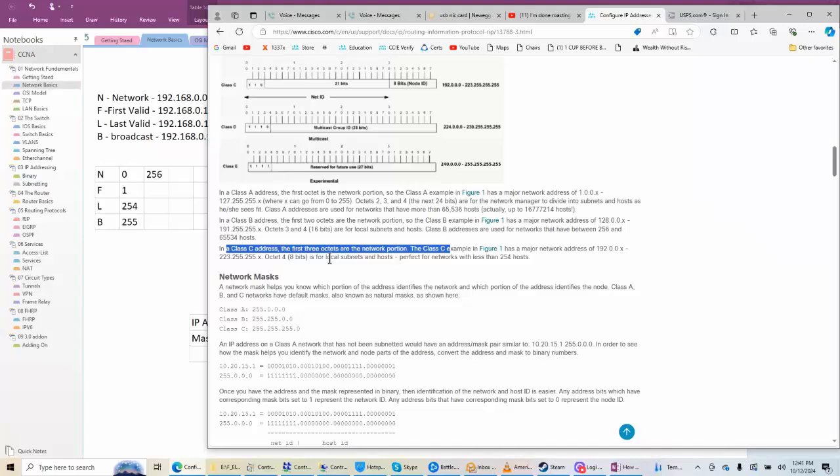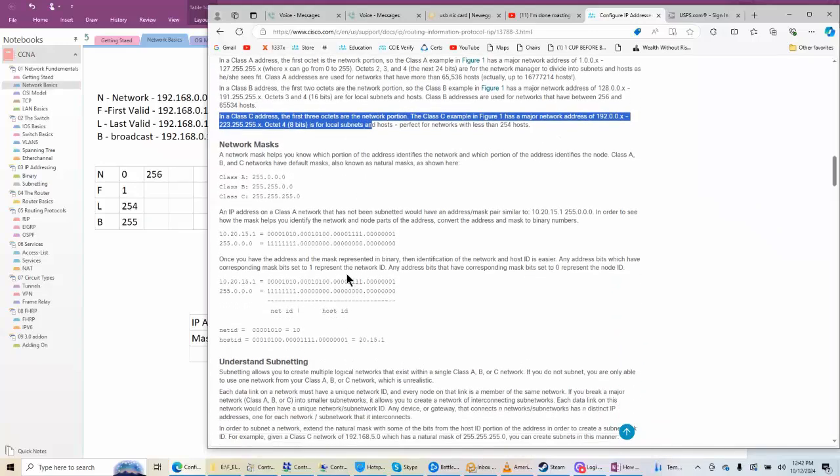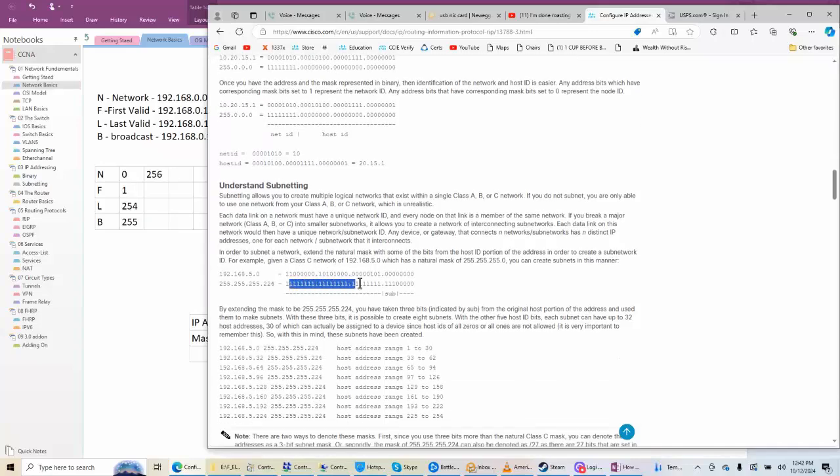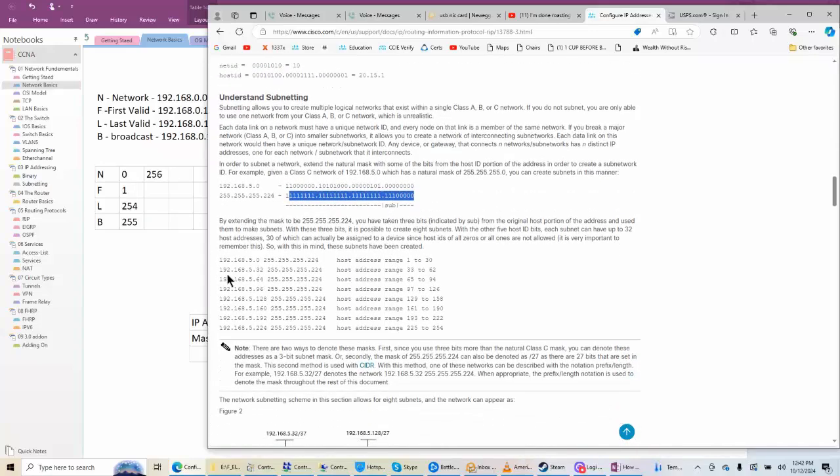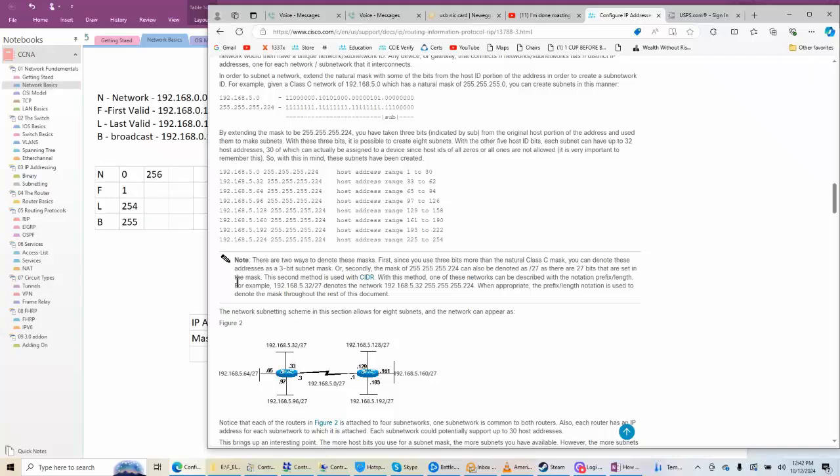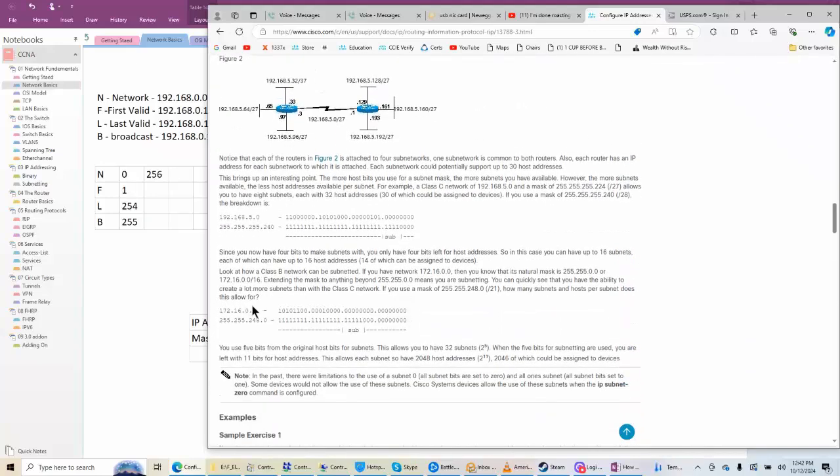In a Class C network, the first three octets are the network portion. The Class C example has a major network address of 192.0.0. Octet 4, 8 bits for the local subnet, can host, perfect for networks of less than 250. See, that's my point. You should be reading this. See how it does the subtraction of the bits, all that stuff, and it teaches all that. I'm not going to teach you that. It's better to read. I know when to bow down.